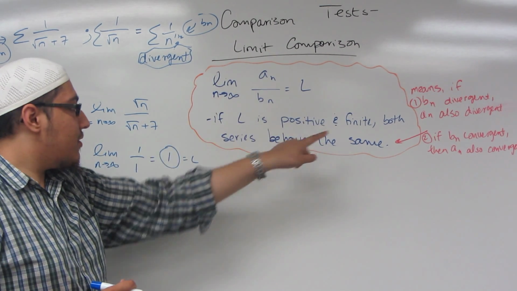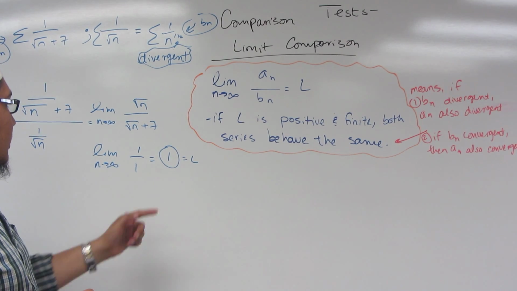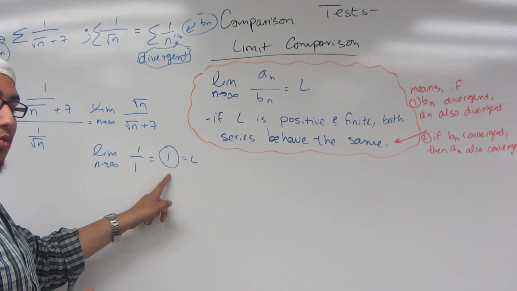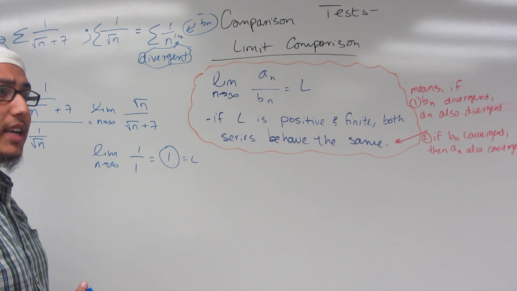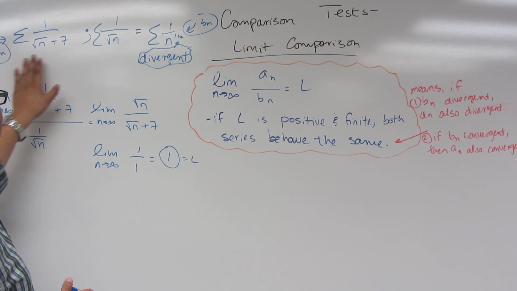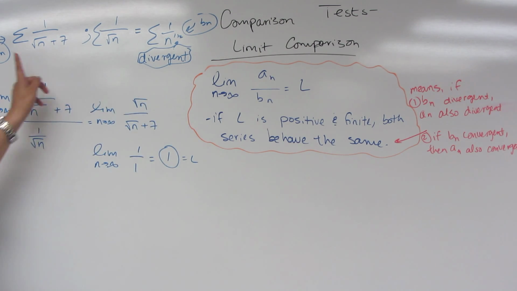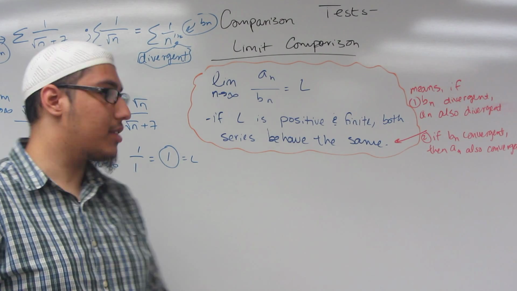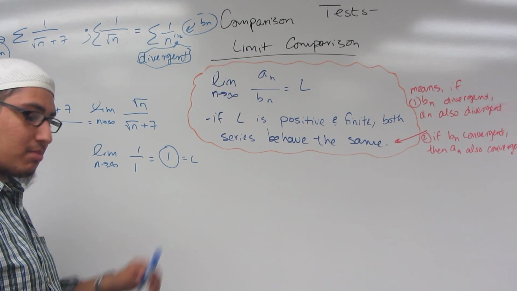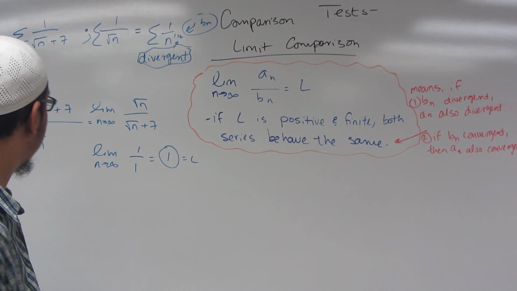If L is positive and finite, both series behave the same way. This L is 1. 1 is both positive and finite. Therefore, a sub n will have the same behavior as b sub n. B sub n is divergent. Therefore, a sub n will also be a divergent series. Keep in mind that this number has to be both positive and finite.